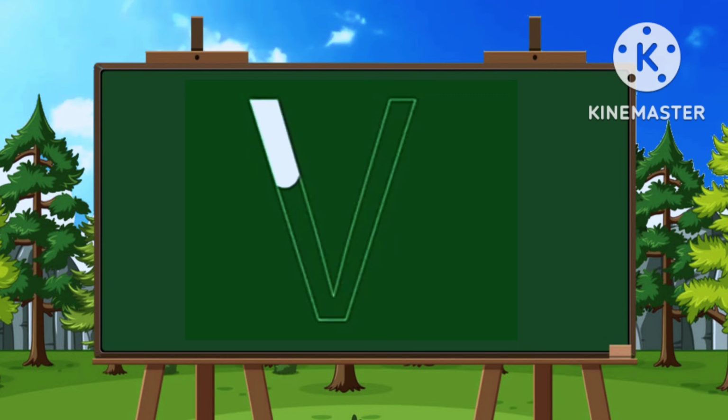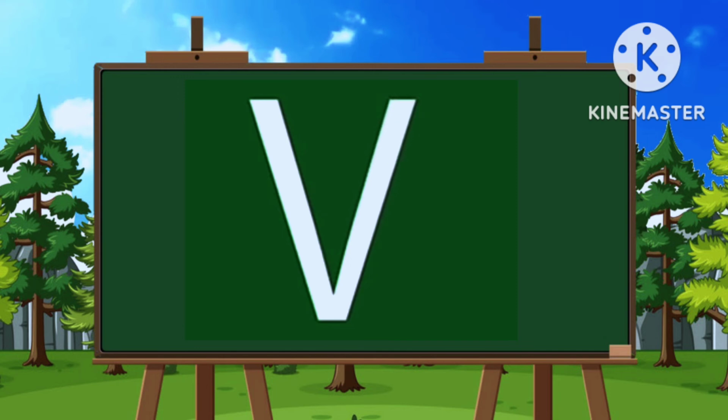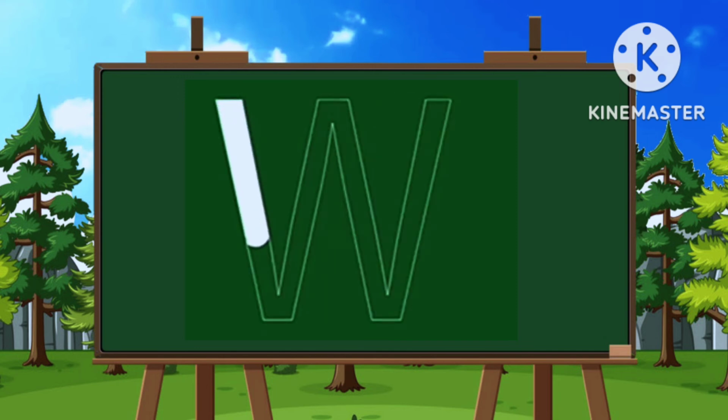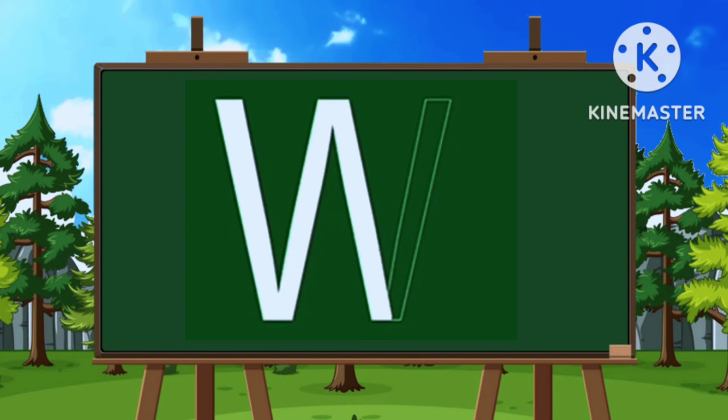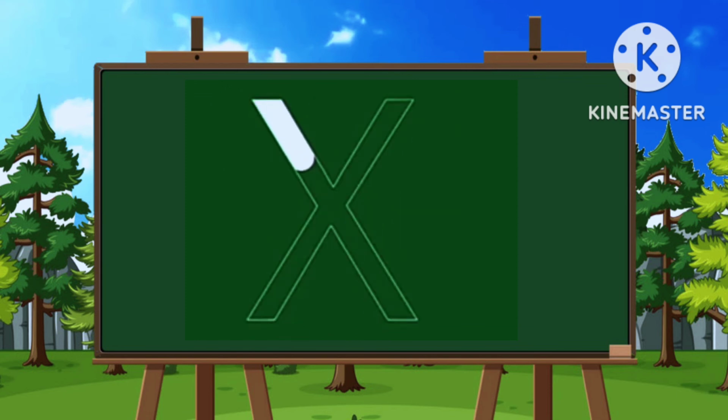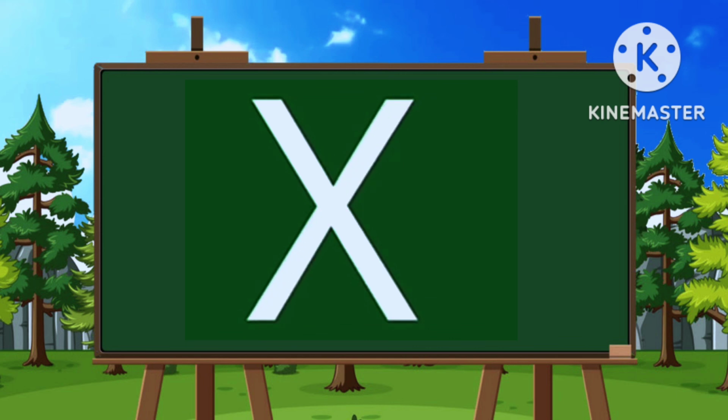V. A slanting line down and then another slanting line up. W. Slanting line down, slanting line up, then one more time down and up. X. A slanting line down, another slanting line down, meeting in between, making a cross.